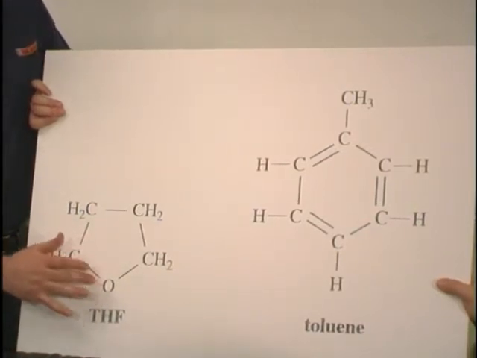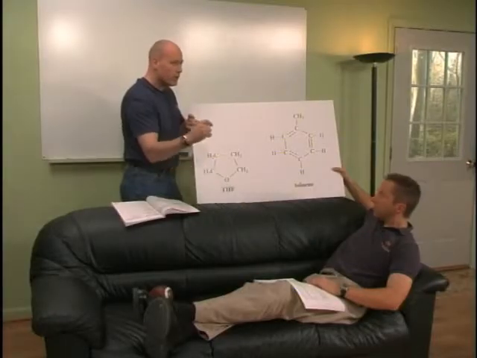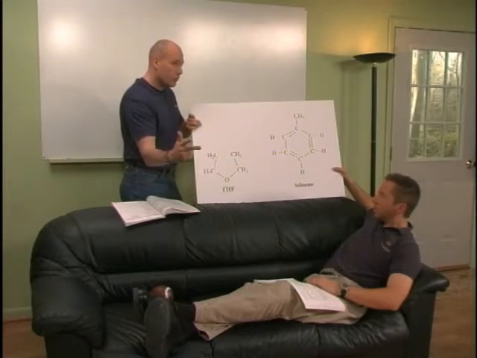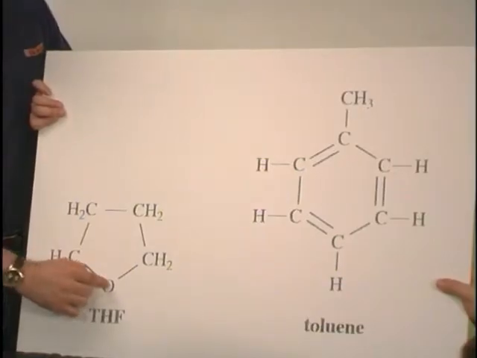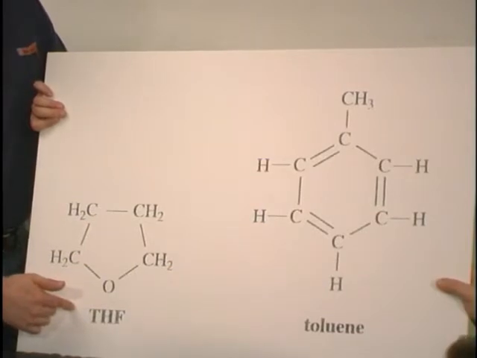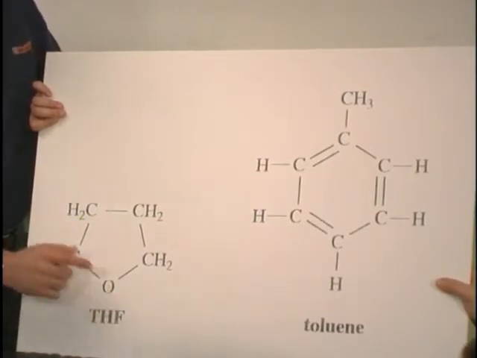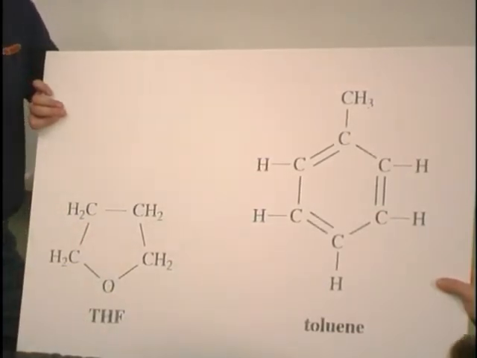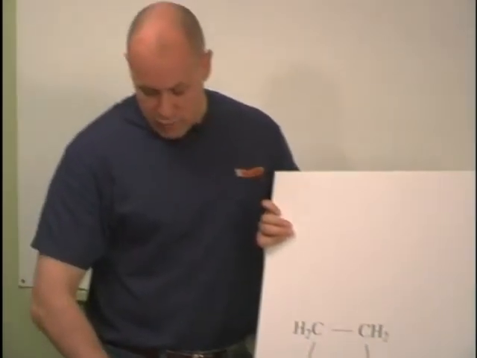It can't hydrogen bond to itself because it doesn't have a hydrogen attached to an N, O, or F. Right? So it can't hydrogen bond itself, but it can hydrogen bond to other things like water because it does have the oxygen. So we expect THF to be more soluble. Answer choice A, THF, because THF forms hydrogen bonds with H2O, but toluene does not.